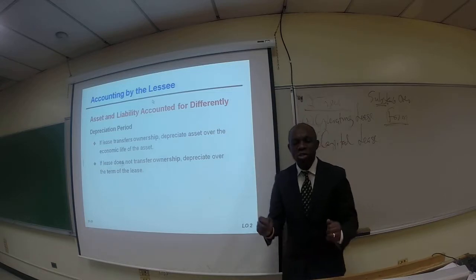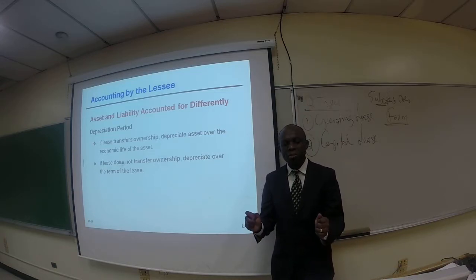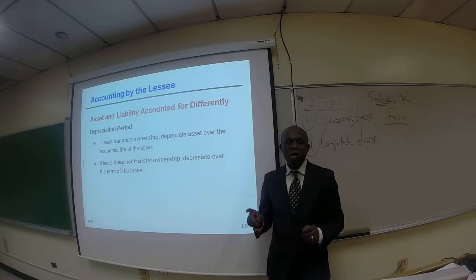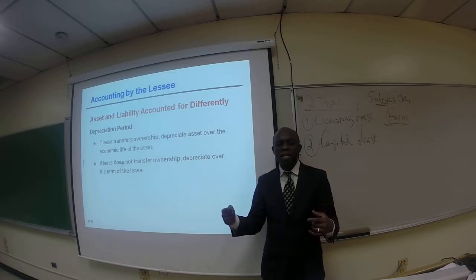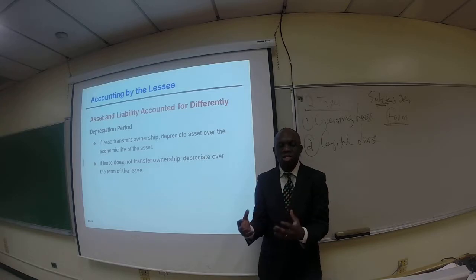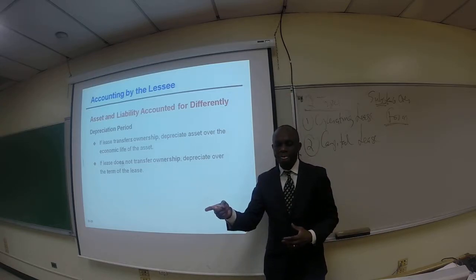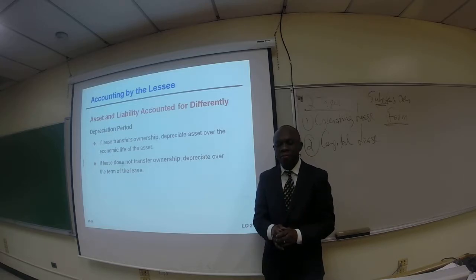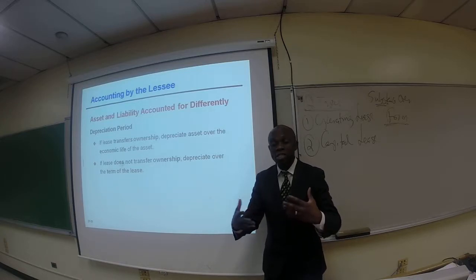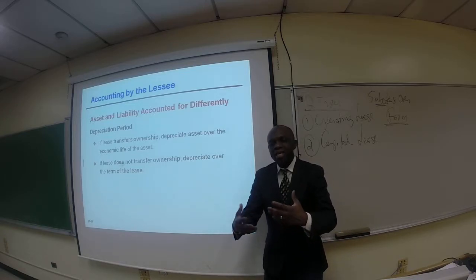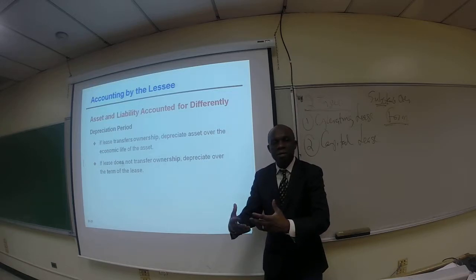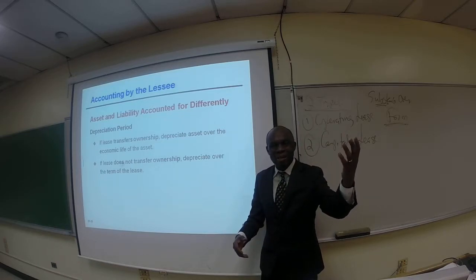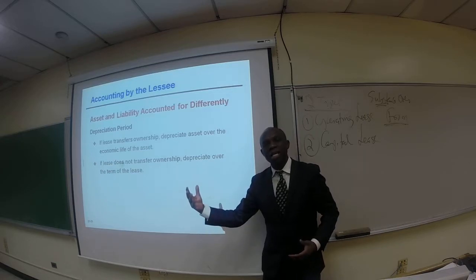So, moving along, additional issues relative to accounting by the lessee, and accounting for assets and liabilities differently. Here are additional rules that you need to know. If the lease contract transfers ownership to the lessee, then the lessee needs to depreciate the asset over the economic life of the asset. Don't forget, even though this is a lease, the lessee is treating it as if the asset was purchased. Hence, we are recording it as an asset in our books and also recording the related liability.